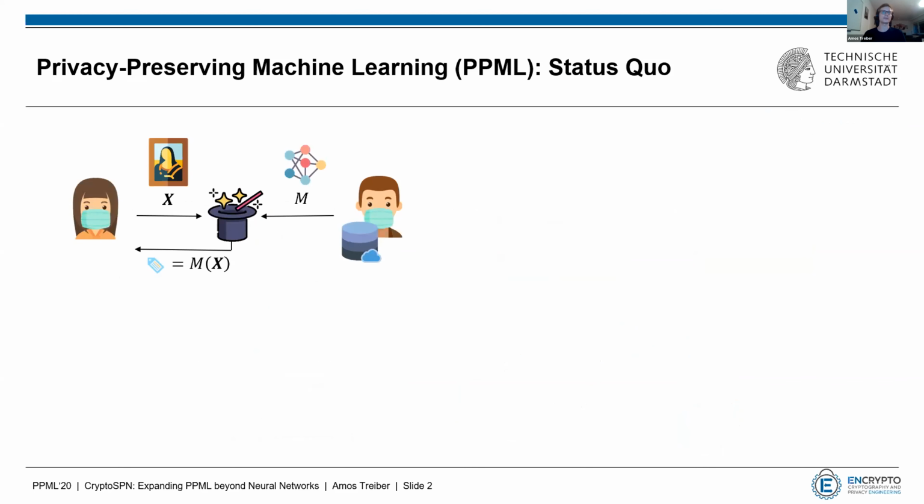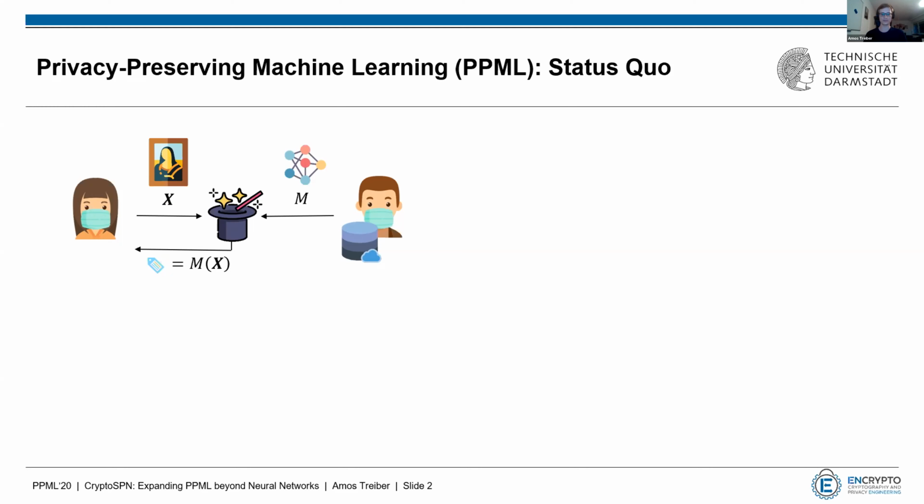I'll start by talking about the status quo of private ML inference. We are in the setting where we have a client and a server. The client has its input, usually a feature vector X, for example of an image, and the server has its input, a machine learning model M, and we want to perform private inference on it. We throw this X and this M into this magic hat, and out comes, for example, a classification result, and the server learns nothing about the client input X, and the client learns nothing about the server's model.